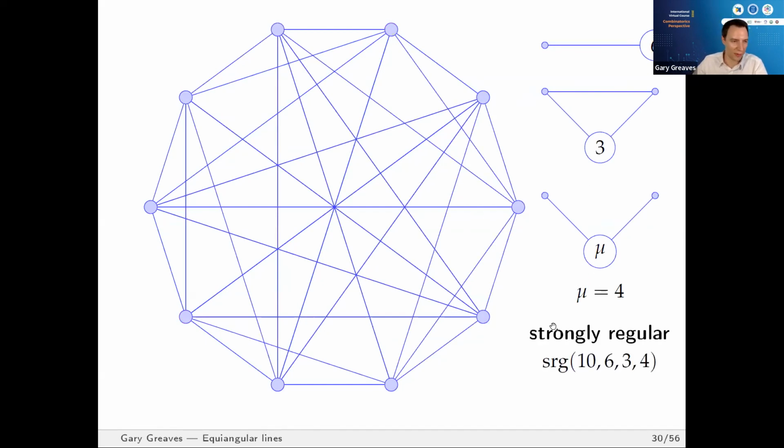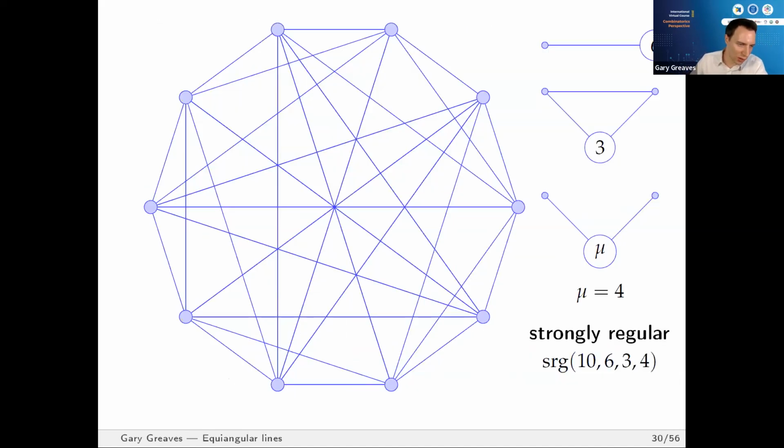And so this graph is quite special, and we call such a graph strongly regular. We call it strongly regular if it's regular, every pair of adjacent vertices has the same number of common neighbors, and every pair of non-adjacent vertices has the same number of common neighbors. We can write down these parameters like this: SRG, for strongly regular graph. 10 is the number of vertices. 6 is the regularity. 3 is the edge regularity. And 4 is the co-edge regularity, mu. Okay, so strongly regular graphs.